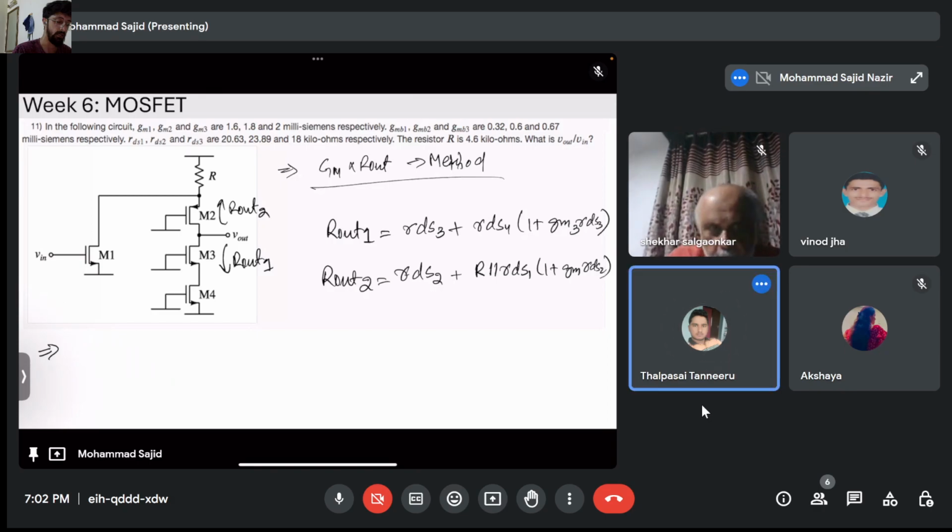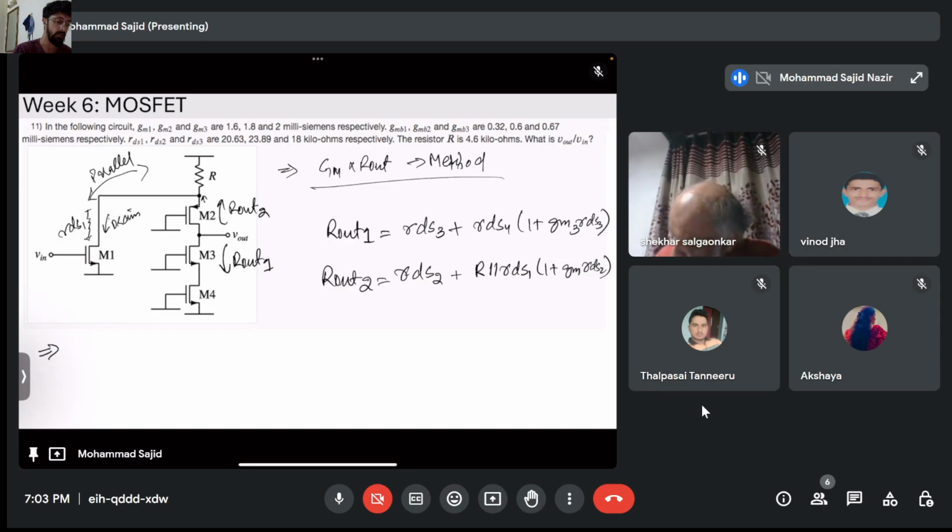Correct, right? Because when you look from this node, this is the drain. So this has a resistance of RDS1, right? This is a resistance of RDS1, and this is in parallel to R. So that's why I have written a source resistance of R parallel to RDS1. Correct? Once you remember this formula, these circuits will be very easy for you to solve.